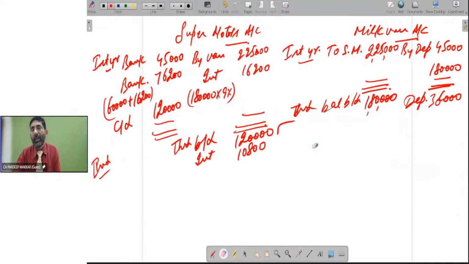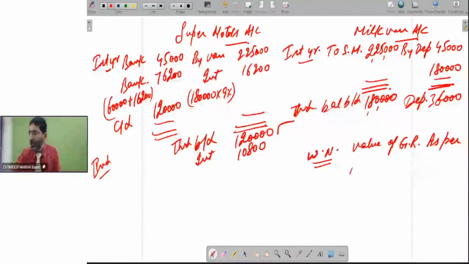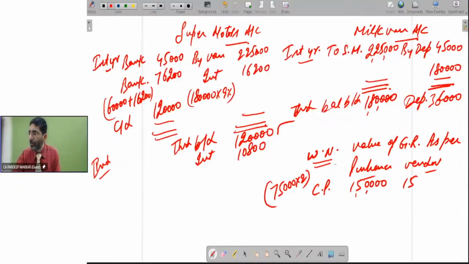Now we have to check at which value asset will be taken over by the vendor. So we will have to use the method that is value of goods repossessed as per purchaser and as per vendor, both. So what is the price? Everyone knows one milk van is worth rupees 75,000. So into 2, it is 1,50,000, which has been taken over.